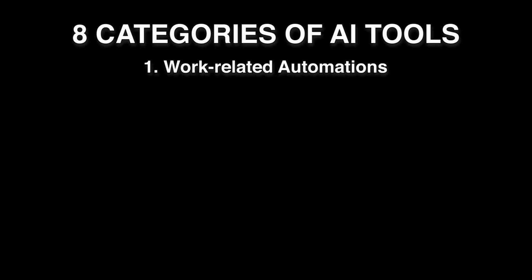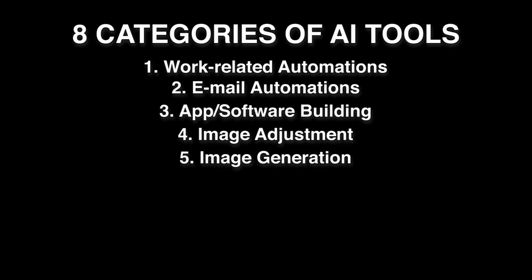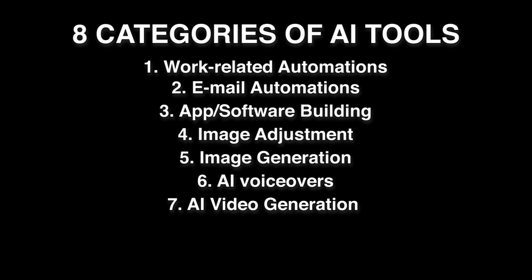Now listen, this video is going to be separated into 8 different categories just so it's a little bit more digestible. It's not as overwhelming for people who are new to AI. So number 1, we've got automations with regard to your workflow. Then we've got email automations at number 2. At number 3, we've got app/software building. At number 4, we've got image adjustments. At number 5, we've got image generations. At number 6, we've got AI voiceovers. At number 7, we've got AI video generation. And at number 8, we've got the big dog, which is LLMs or chatbots, stuff like ChatGPT. Obviously, I'll throw that in. So now let's actually get into the list.